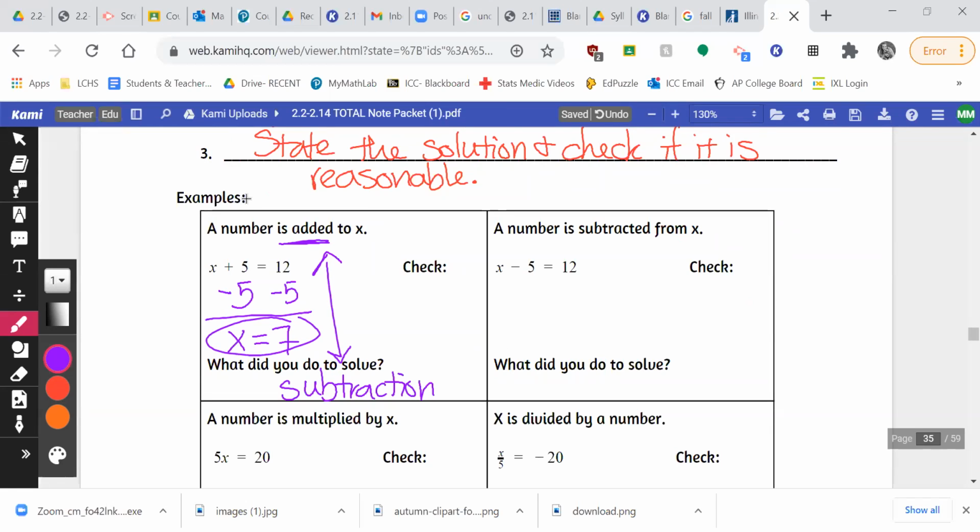To check it, we would just plug in 7 into the original equation. 7 plus 5, we want to make sure that equals 12. Yes, 12 equals 12.